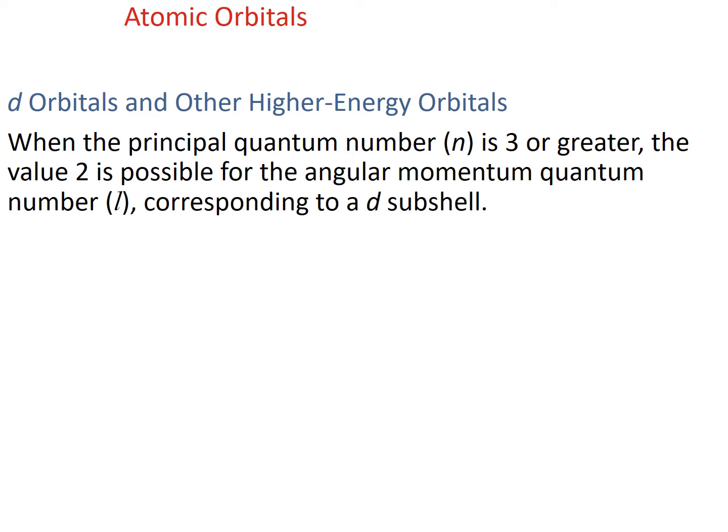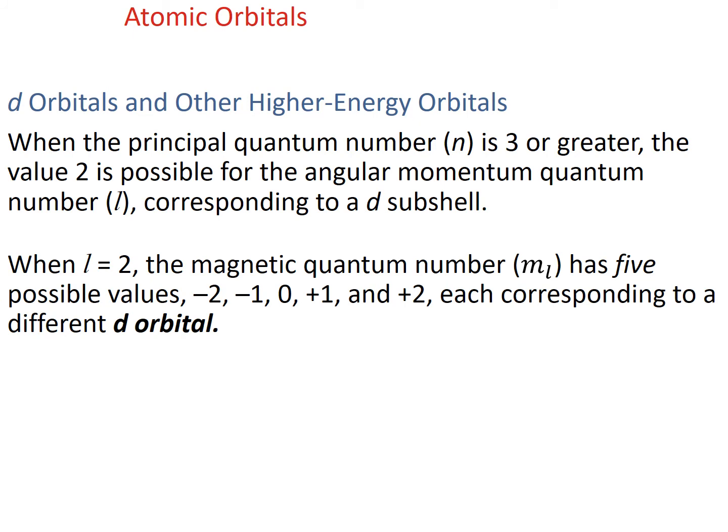Once you get even higher principal quantum numbers, let's say 3 or greater, now 2 is a viable option for your angular momentum quantum number. And if L equals 2, then you have a d orbital subshell. These d orbitals we're not going to talk a lot about, but there's 5 of them, so they get kind of messy. Since L equals 2, you have M sub L equaling -2, -1, 0, +1, and +2. And that would be 5 different d orbitals.